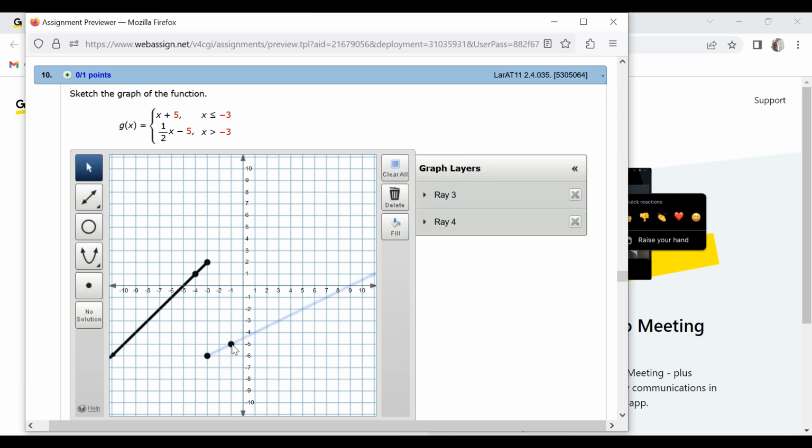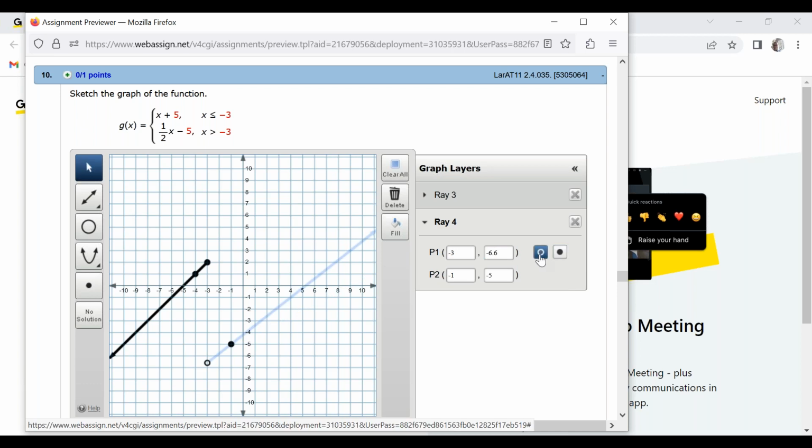Okay, great. The problem is they're both wrong, right? So I click into that ray, and I knew I wanted -3, and I also wanted -6.5. That needs to be an open circle. 6.5, there we are. And then I'm going to go right. I need to go up 1 from there.